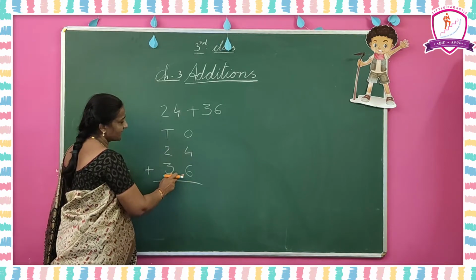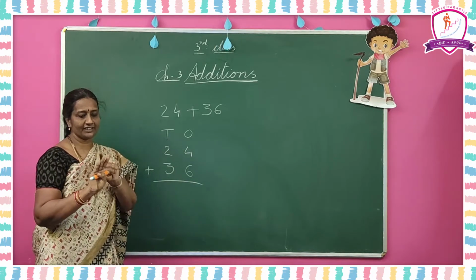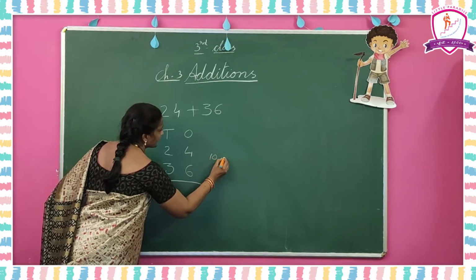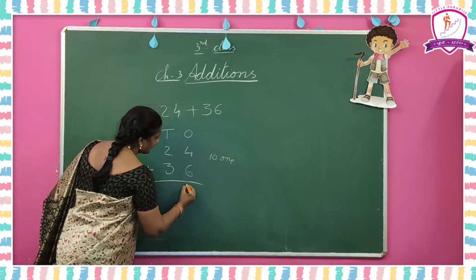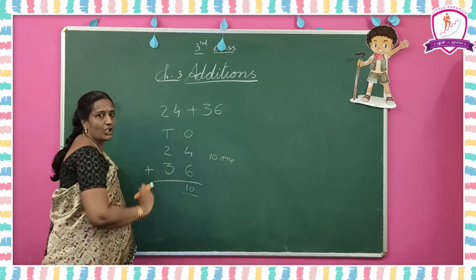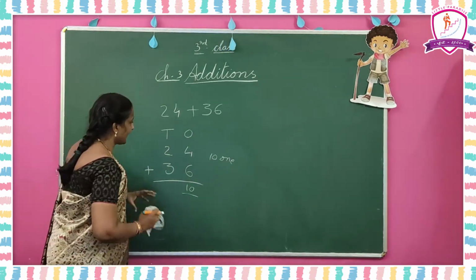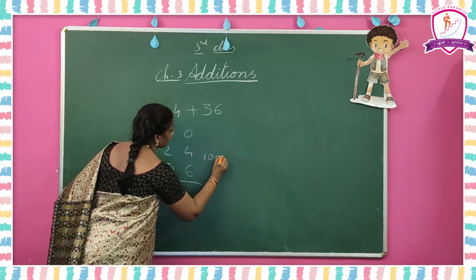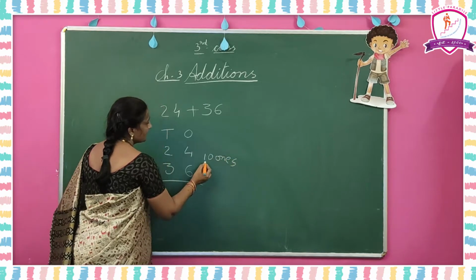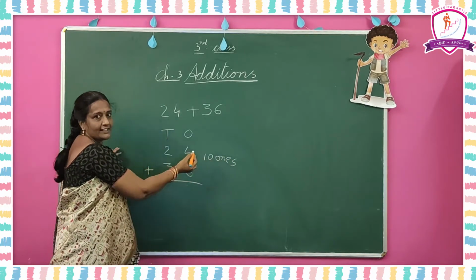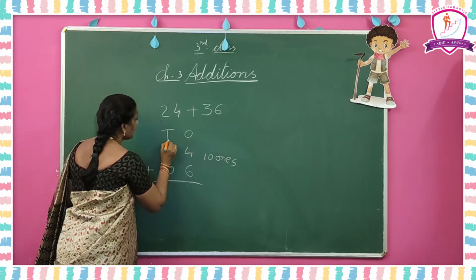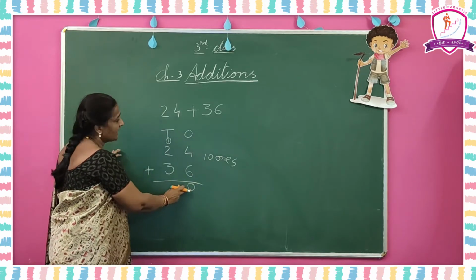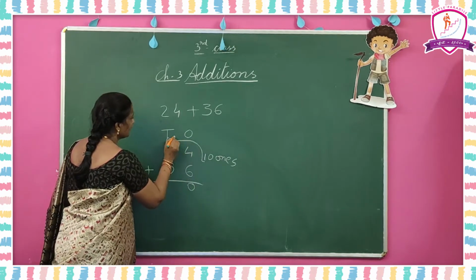If we add 4 ones and 6 ones, take 4 fingers. 6 after 7, 8, 9, 10. We got 10 ones. If we write 10 in this place, this is wrong. In 10 ones, there is 1 ten and 0 ones. So, write 1 carry forward to tens place and 0 ones in units place.